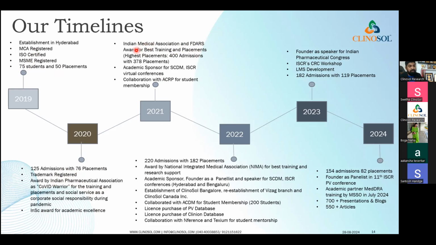We got the highest placements in 2021, during the peak of COVID, because a lot of vaccine trials had grown. 378 placements, on average one job per day, and more than one job at times, during the 2021 period. We collaborated with SCTM, ISCR, and ACRP for conducting virtual conferences, and our students participated in these events. In 2022, nearly 220 admissions, 182 placements, and awards by the National Integrated Medical Association, and we became academic sponsor for SCDM and ISCR conferences, where our students had the opportunity to meet all these people. We established in Bangalore, and also started one in Vizag, and we started in Canada also.